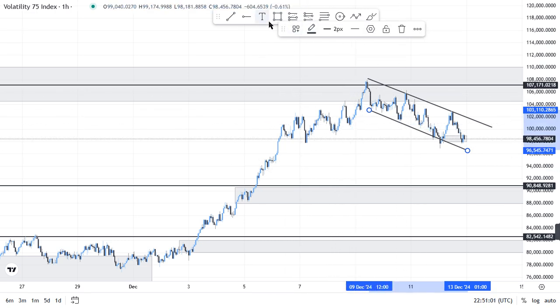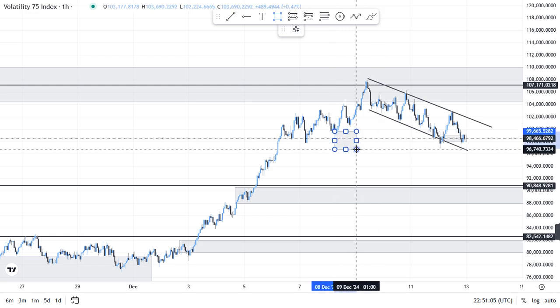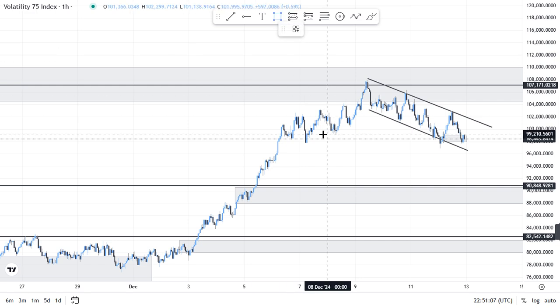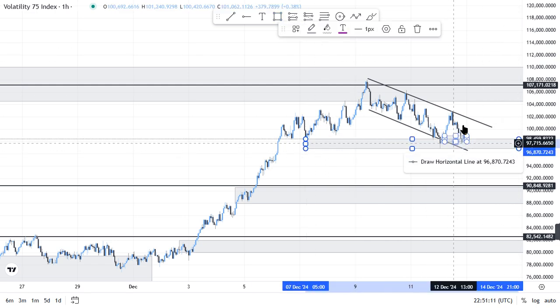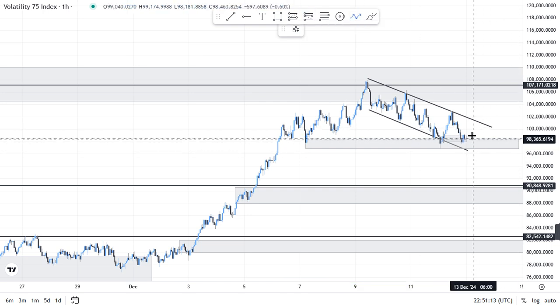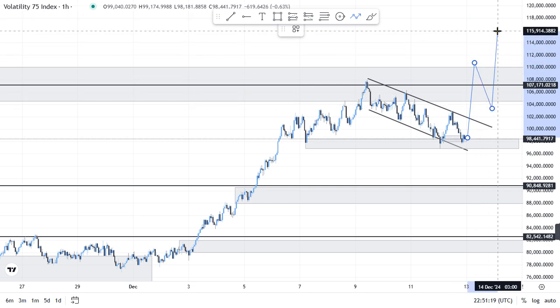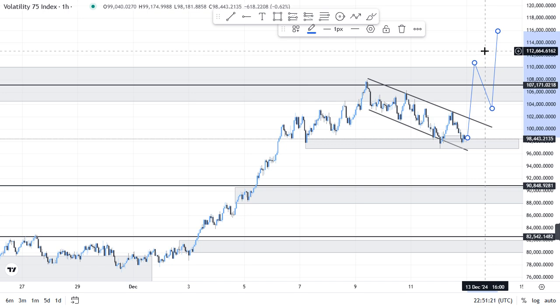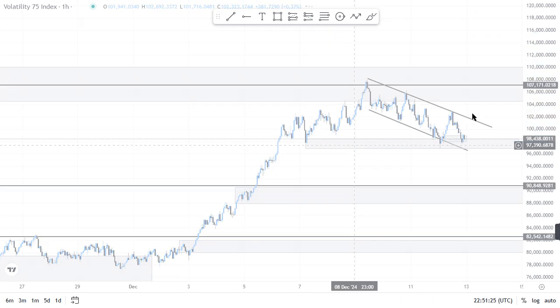So maybe in this area over here, this support area over here, right, might also get a rejection to continue going up, right? So let's just see how the market plays out. But let me go down to the 15-minute time frame again, so that I will show you what I'm going to do in this case, right?